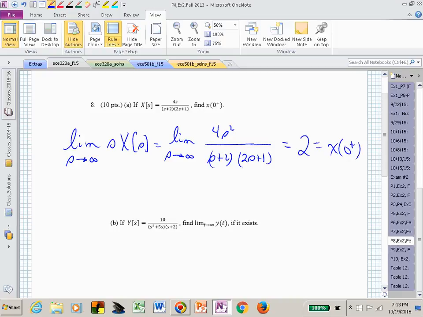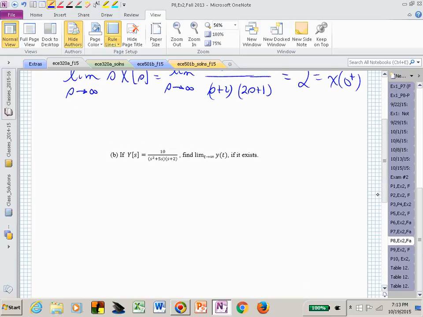That limit exists. We can apply it, and that's now our answer. Is it clear where that came from? What about the bottom one? Can we apply the final value theorem?